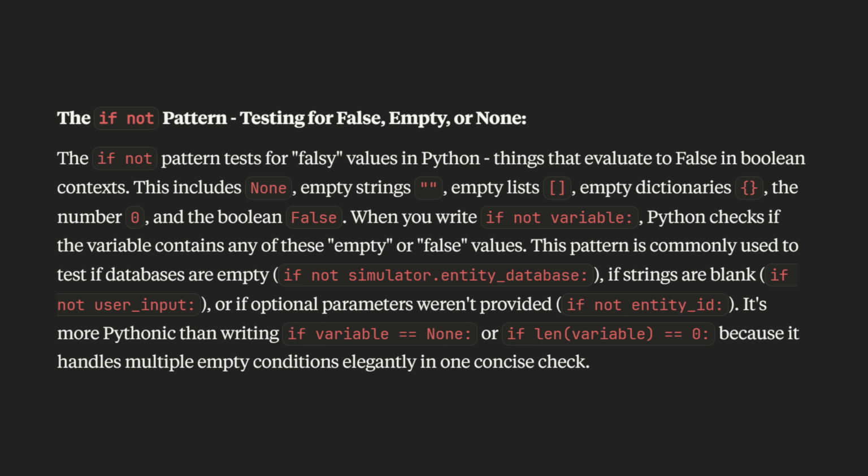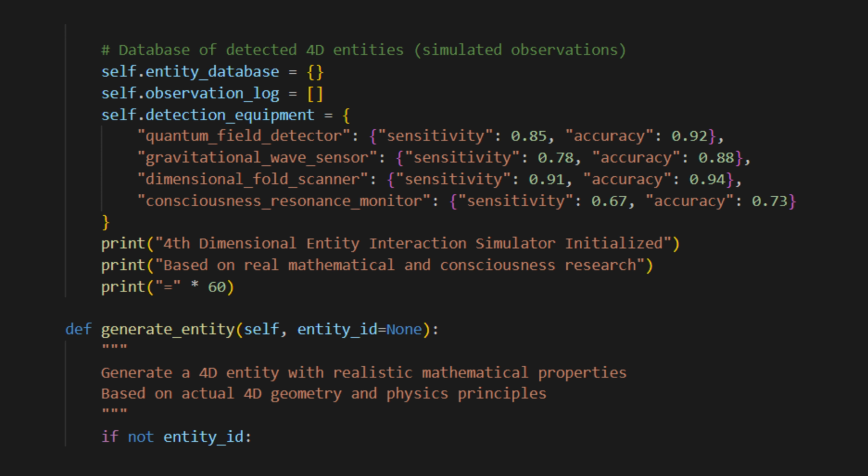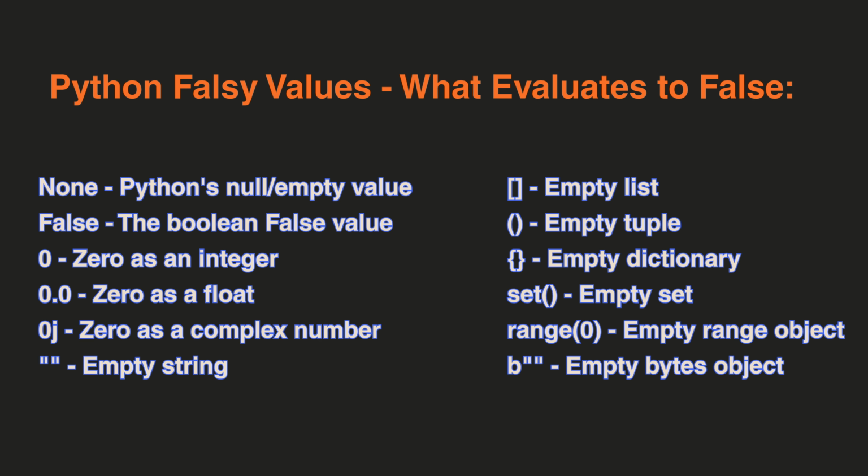It's a way to handle default behavior. When someone calls our generate entity function, they might provide an entity ID or they might not. If they don't provide one, the parameter defaults to None because of our entity ID equals None parameter setup. The if not entity ID condition checks whether entity ID is what Python considers falsy.